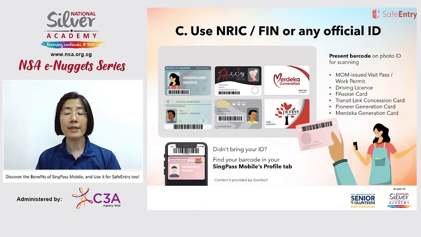Now, what happens if you didn't bring any official ID card for the staff to scan? What you can do is, with the SingPass mobile app, you can open it and go to the Profile tab. And over there, it will display the same barcode that is shown on your NRIC, and you can use that for the staff to scan for you.